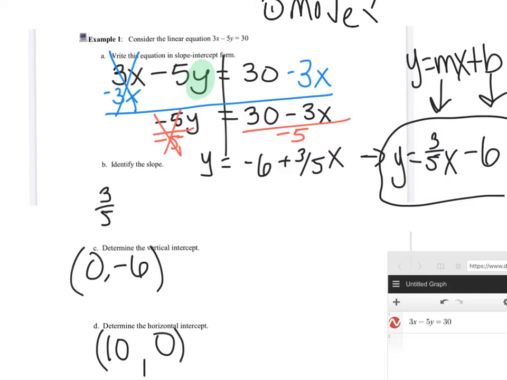Step 2, I don't know why, let me try this again. It's not working out very well for me.